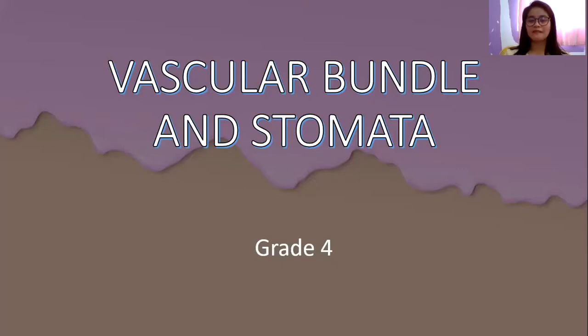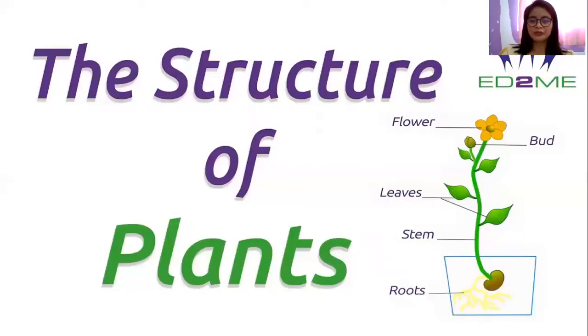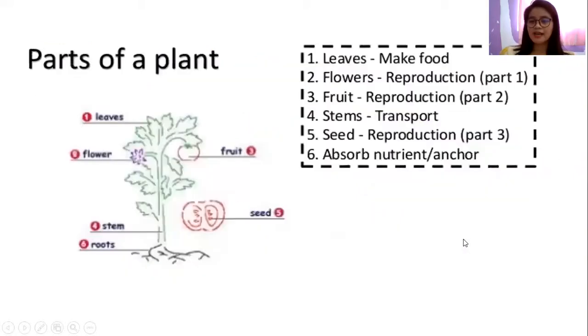Today we're going to talk about the vascular bundle and stomata. We already have the introduction about this topic and we're going to continue. So, are you ready? Great. All right. So first, we should remember and know the structure of plants, like flower, bud, leaves, stem, and roots. This is a simple structure of the plant, and the parts of the leaves are the same as the parts of the plant.